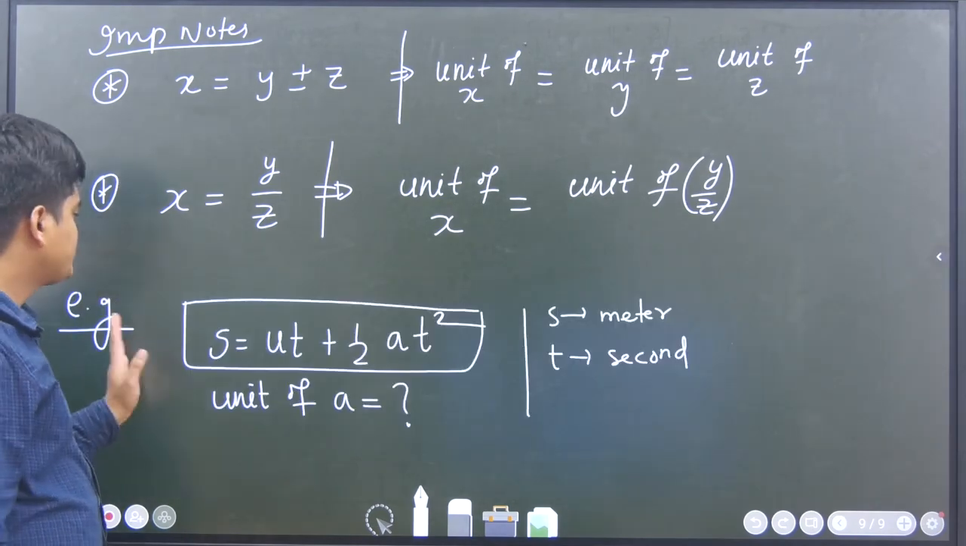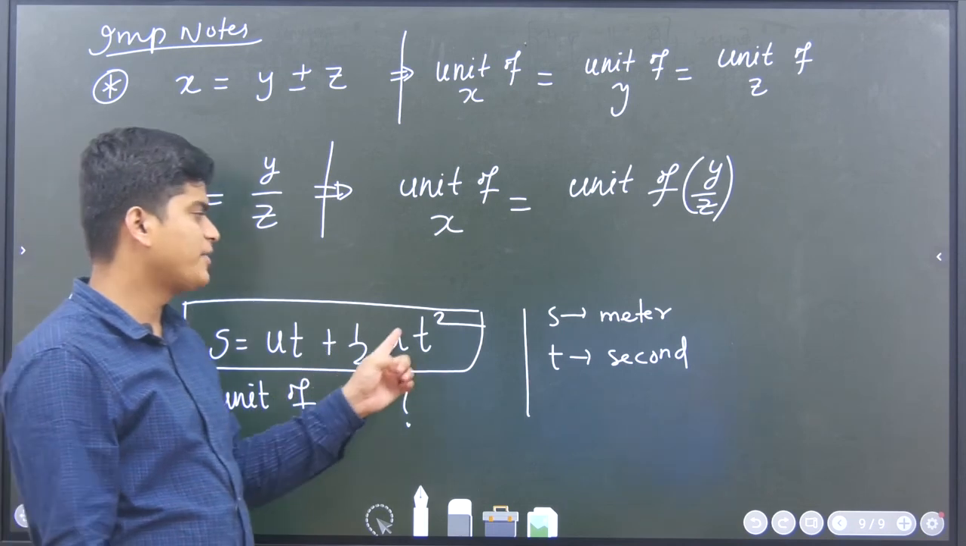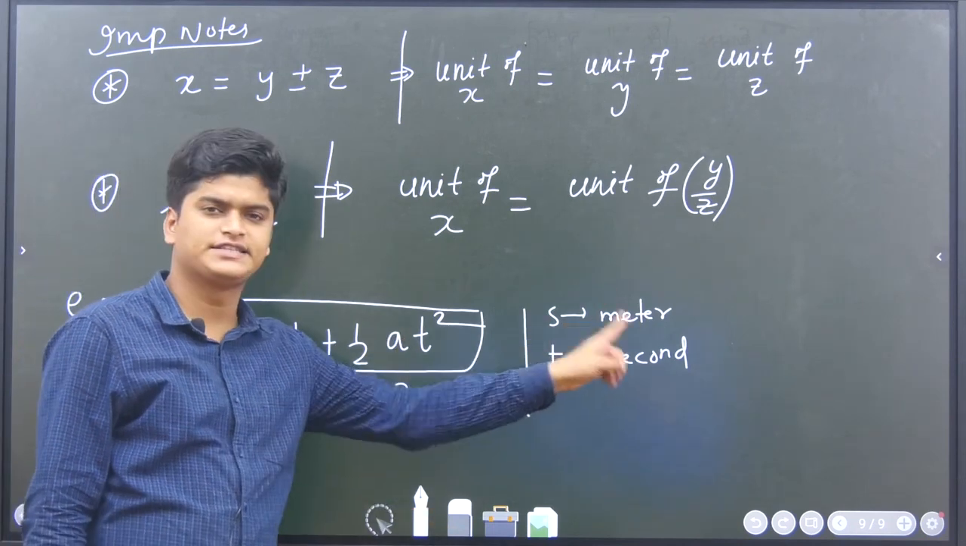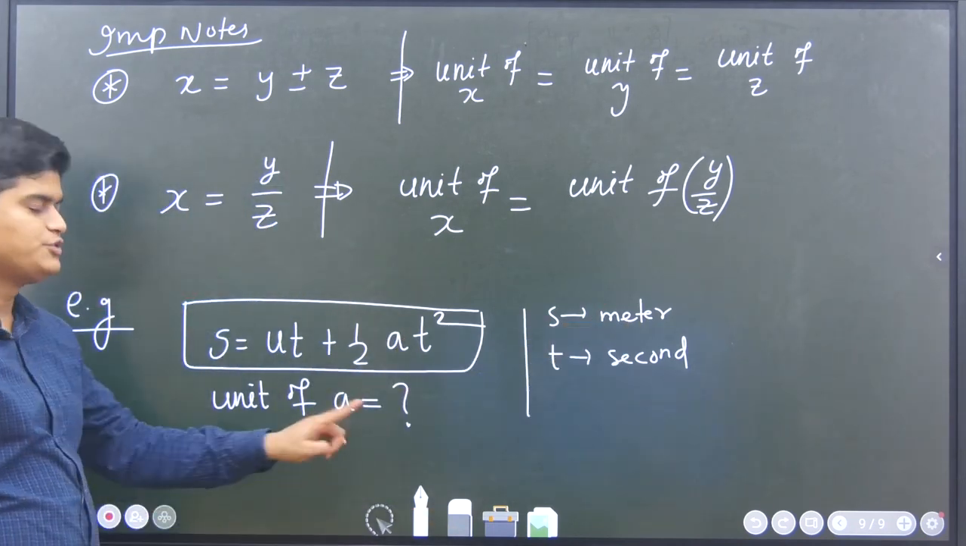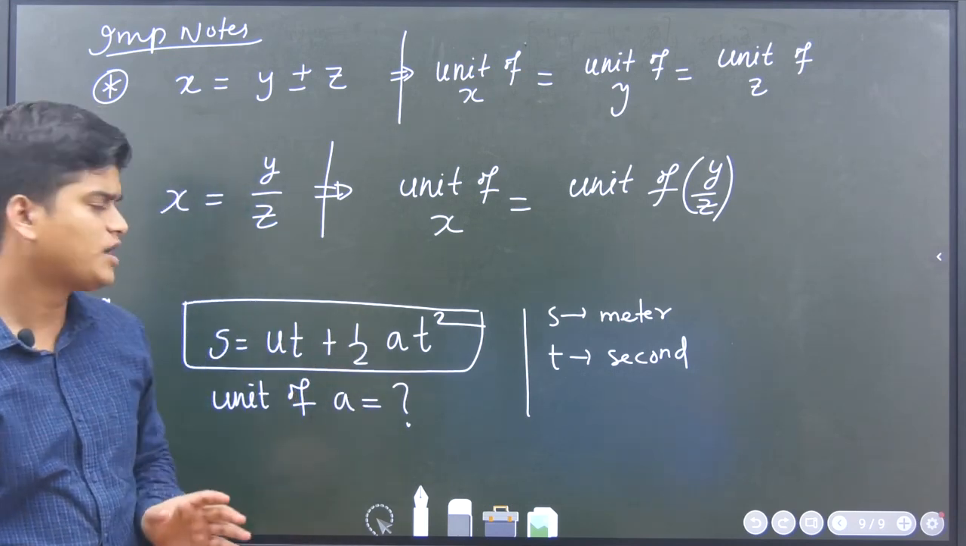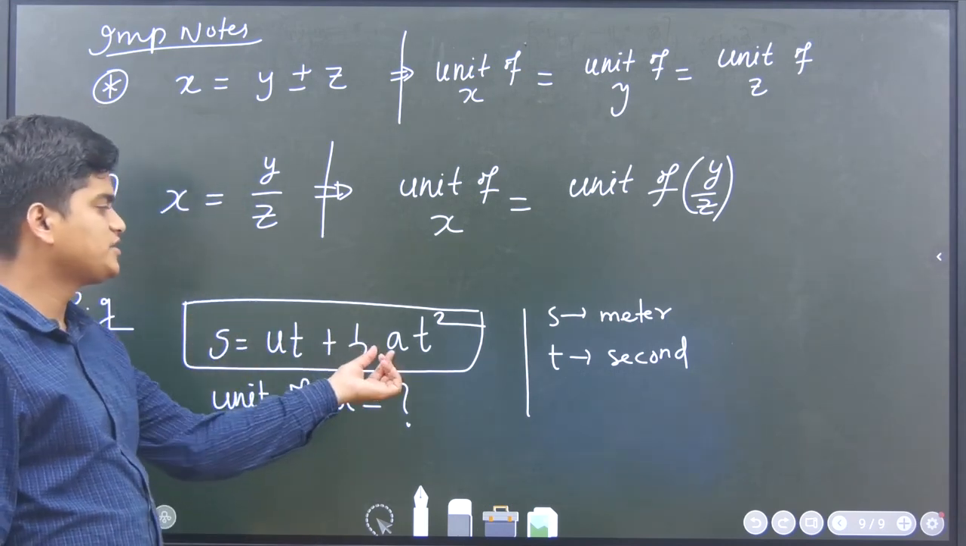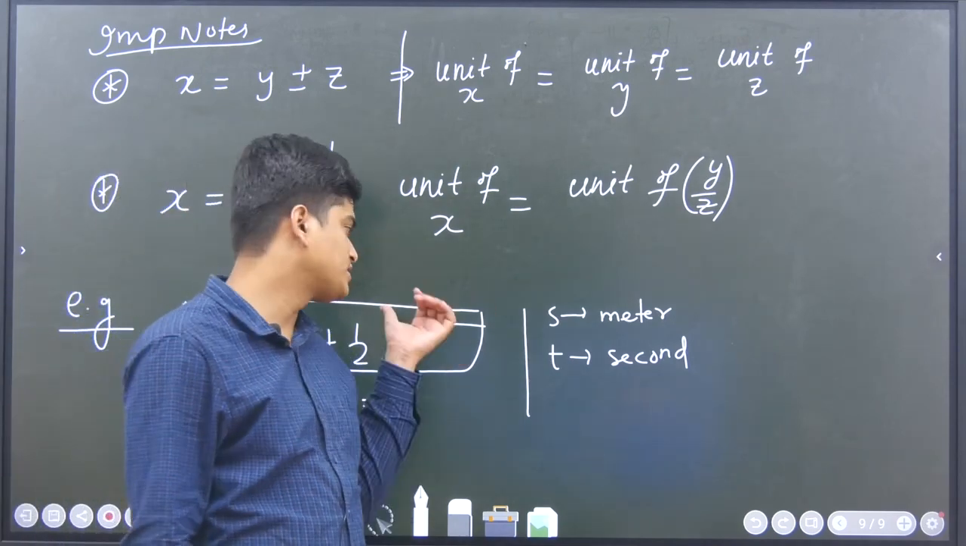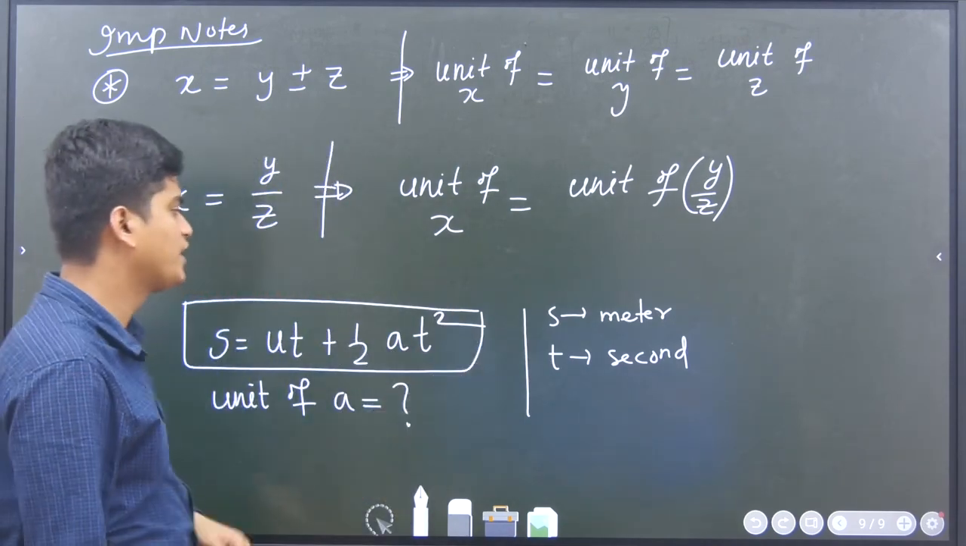Here suppose it is given s equal to ut plus half at square, where s is in meter and t is in second. Now find the unit of a. Actually this is a very famous equation. This is called the kinematic equation. If you know this equation, you can tell that a is nothing but your acceleration. So the acceleration unit will be meter per second square, directly you can tell.